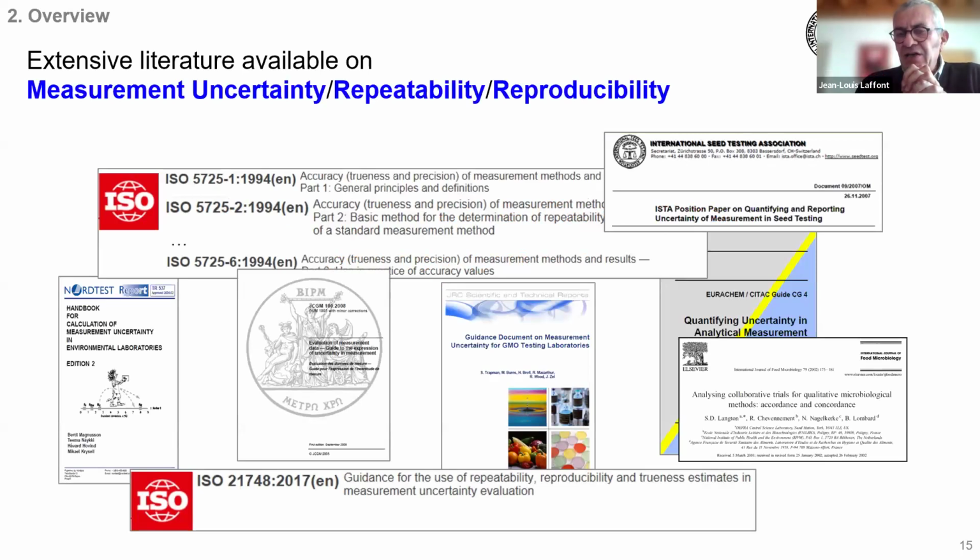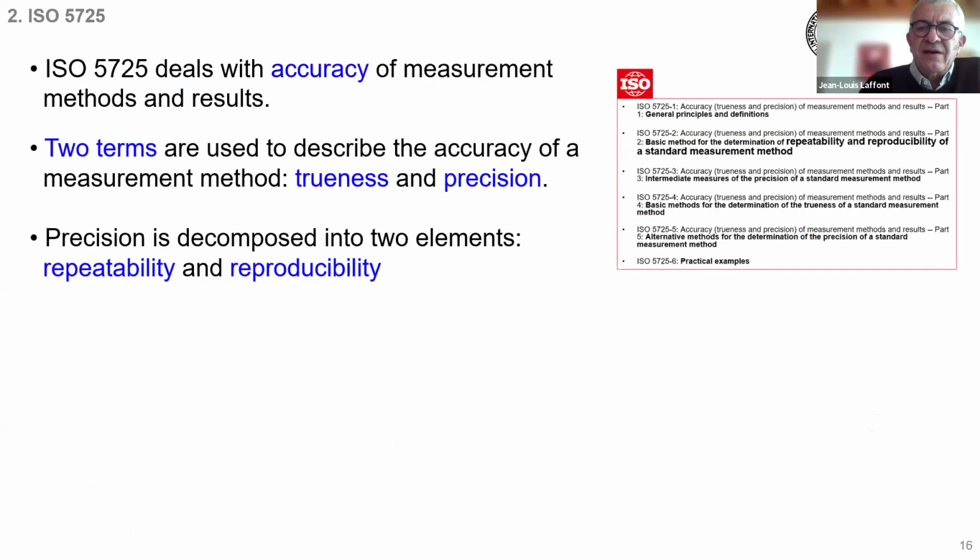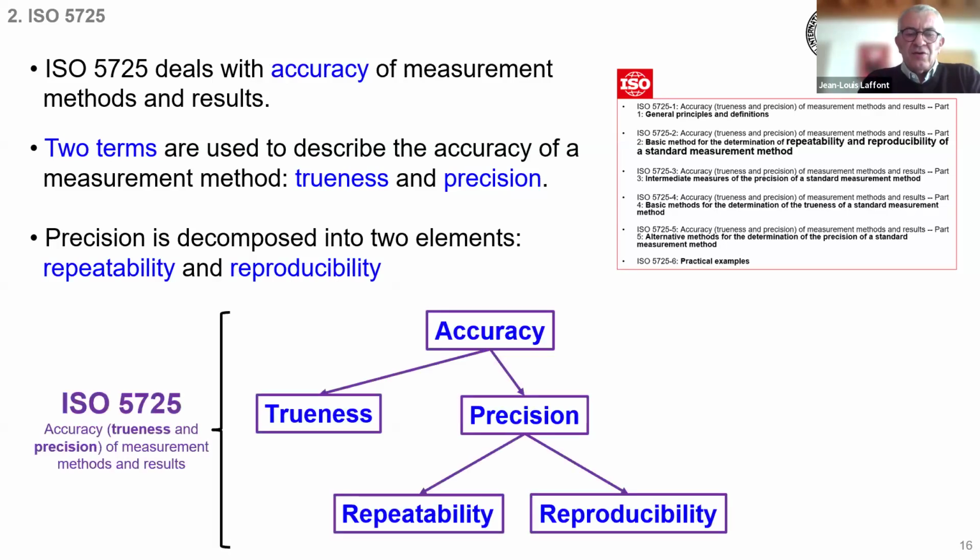The literature is very rich around these concepts, and there is one particular document, very important, which is the ISO 5725 standard, which defines accuracy of measurement using trueness and precision. And further, the precision in this document is decomposed into two elements, repeatability and reproducibility. So here is a summary of this standard. The key point is accuracy, which is decomposed into two elements, trueness and precision. And precision itself is decomposed into two elements, repeatability and reproducibility.